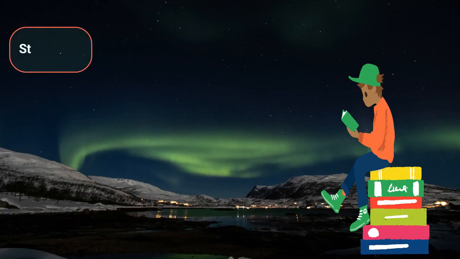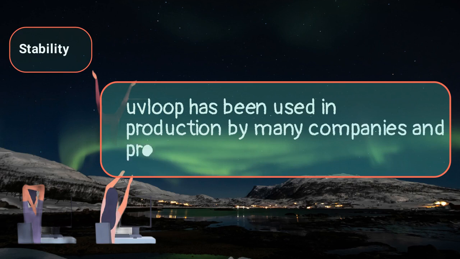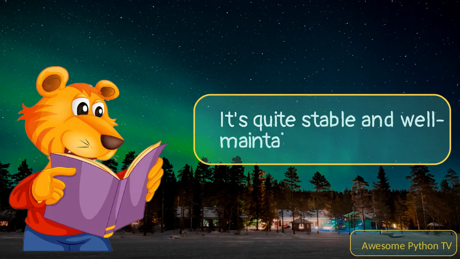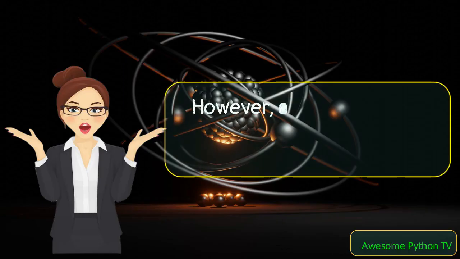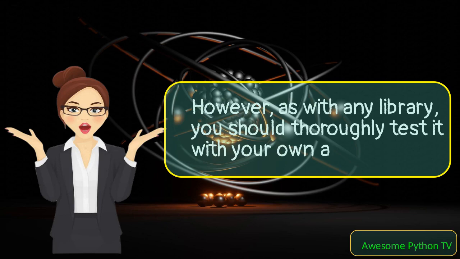I see. And what about stability? Is it safe to use in production? Uvloop has been used in production by many companies and projects. It's quite stable and well maintained. However, as with any library, you should thoroughly test it with your own application.